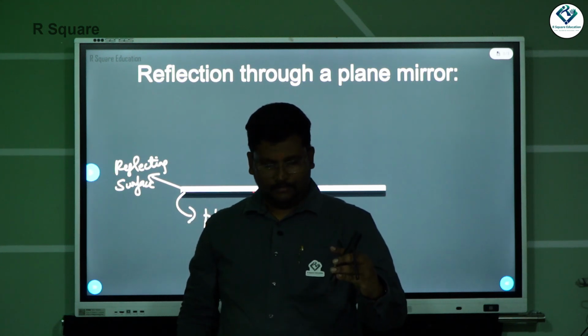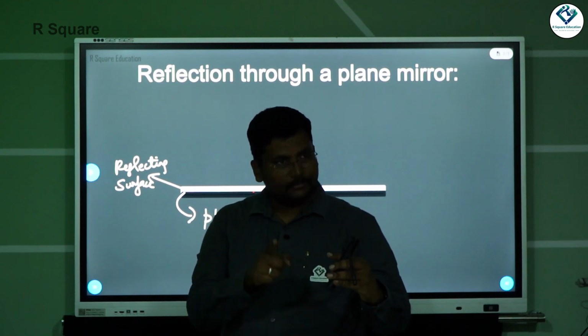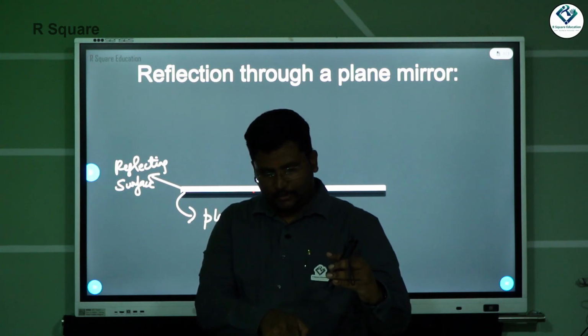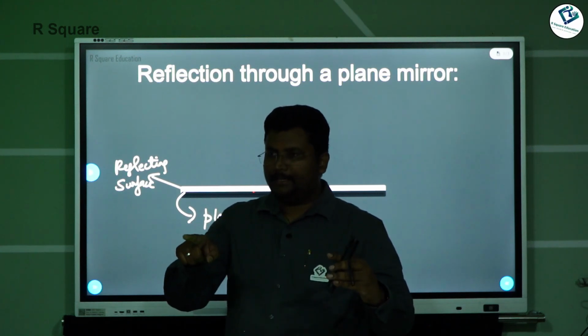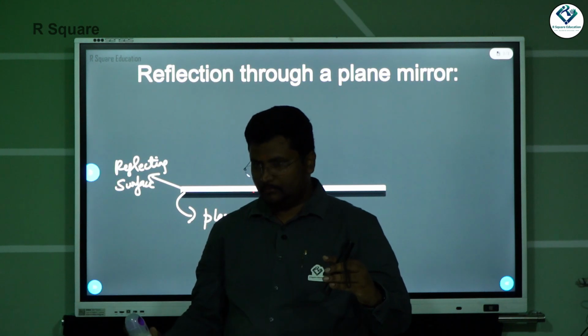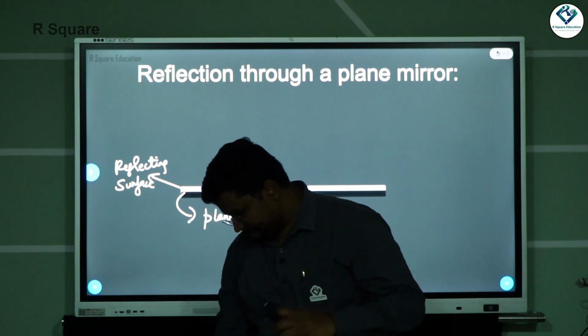Yes. So if I have a normal here, this is going to be the incident ray, and this is going to be the reflected ray.